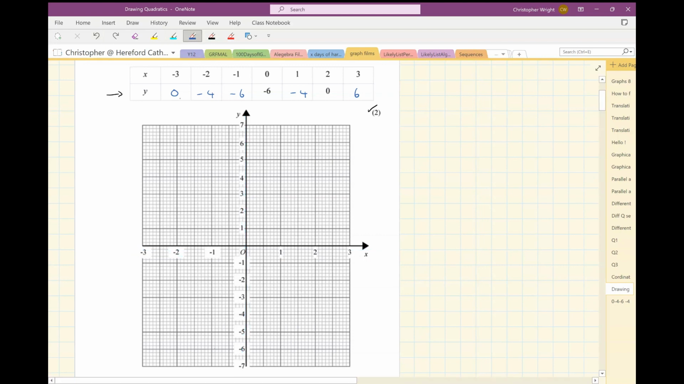This point here, that is x is minus 3 and y is 0. So it's the point minus 3, 0. Similarly, the next point, minus 2, minus 4. Minus 2 along and 4 down. Do not mess up your scales. Minus 1, minus 6. 0, minus 6. 1, minus 4. 2, 0. And 3, 6. Okay, so there are the points plotted.